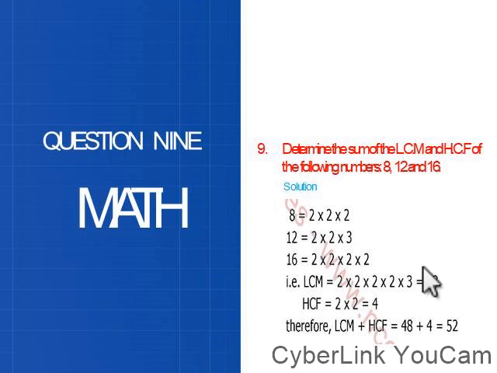You take out the numbers and then you list out their factors in prime order. So you have 8, which is equal to 2 times 2 times 2. All these are prime numbers. 12 is 2 times 2 times 3. All these also are prime numbers. 16 is 2 times 2 times 2 times 2.